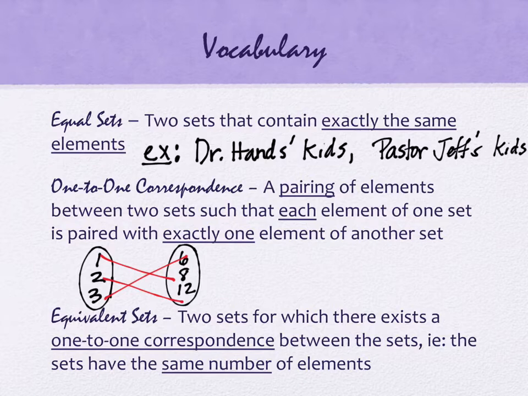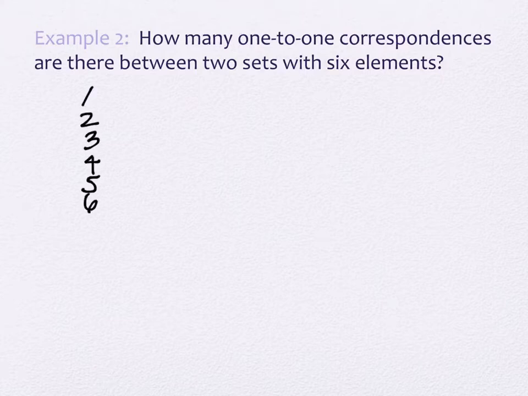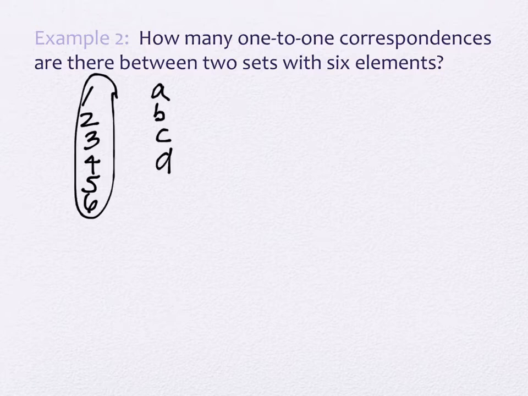Now, it's worth asking, how many different pairings are possible? The answer depends on how many different elements you have. So when we look at this one right here, how many different one-to-one correspondences are there between two sets with 6 elements? Let me draw a picture of 6 elements, and I'll just do the numbers 1 through 6. And I'm going to do letters in the other one. I'll do A, B, C, D, E, F.